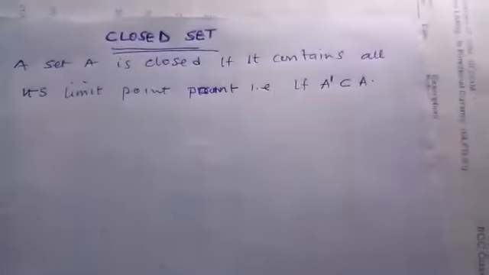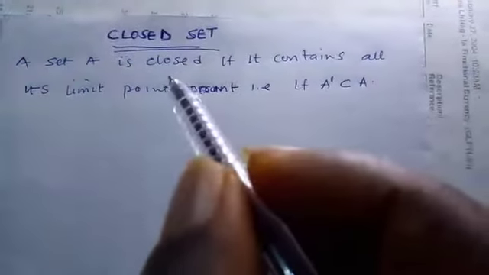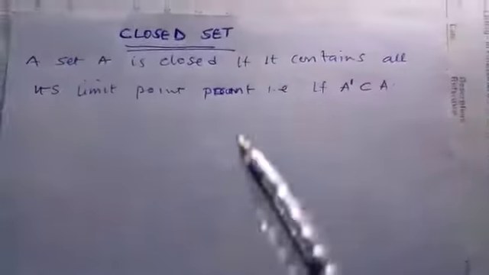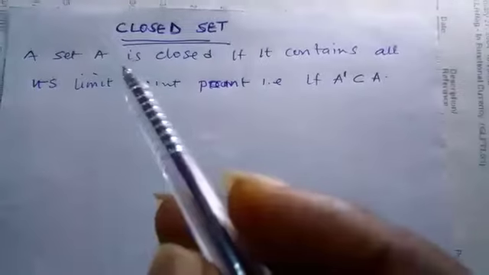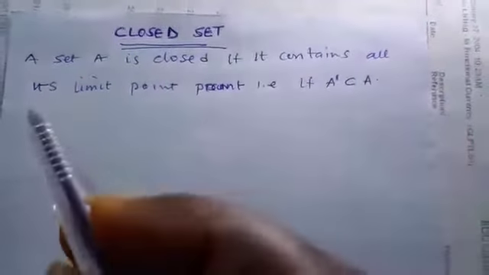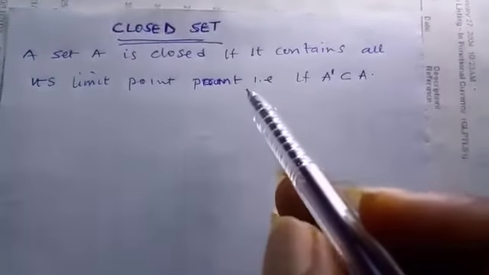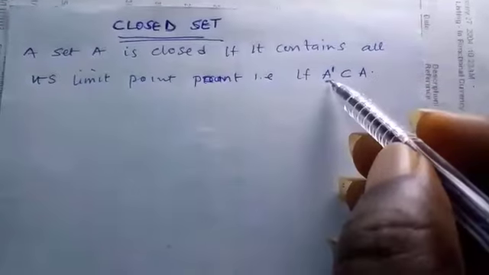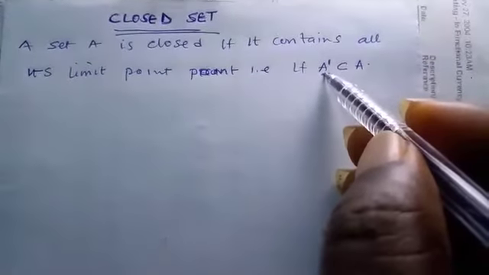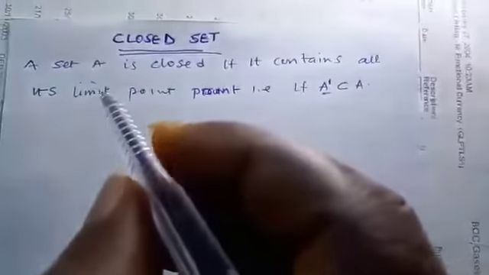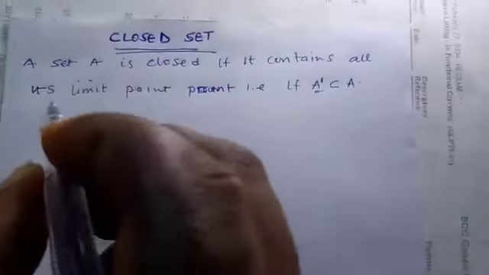Closed set. We have considered open set in our last class, and we consider closed set now. We say that a set A is closed if it contains all its limit points. The set of all limit points is the derived set. If the derived set is a subset of A, then we say that A is a closed set.